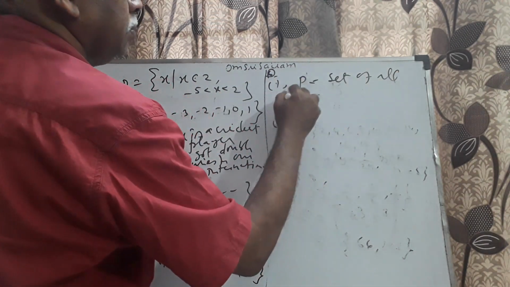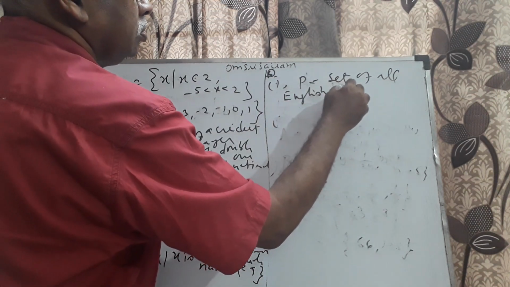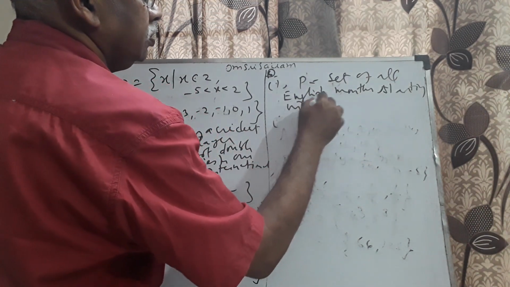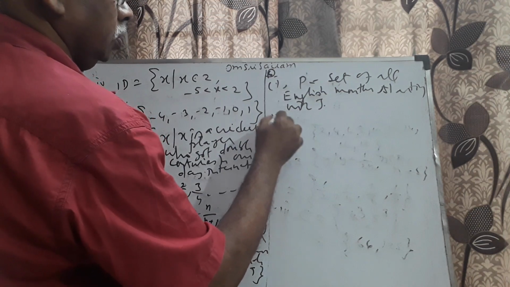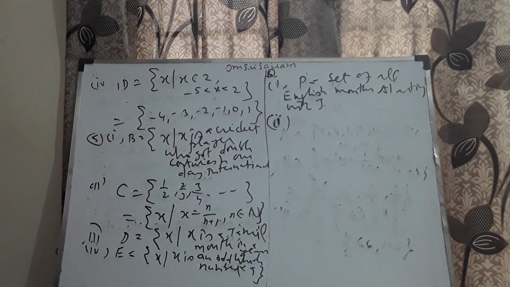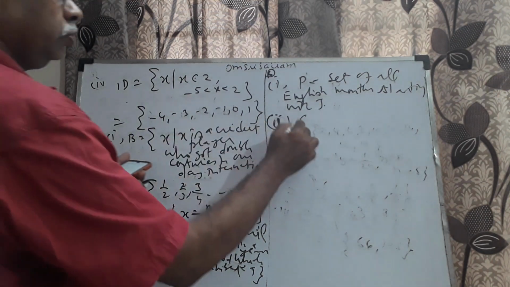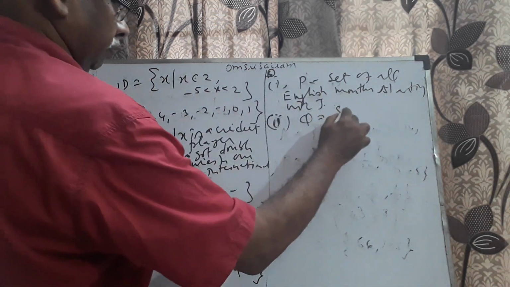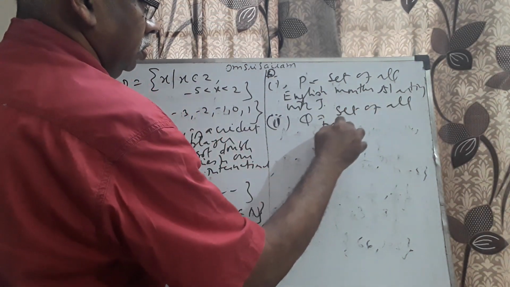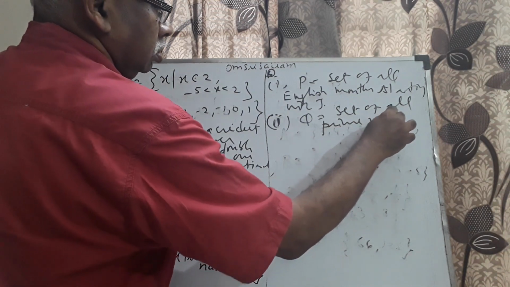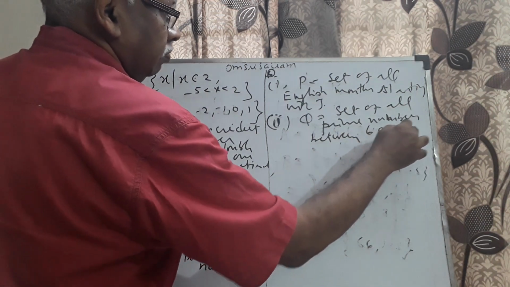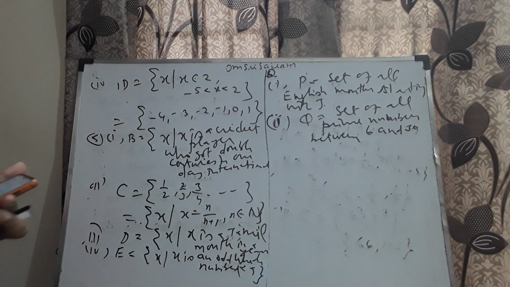Set of all English months starting with J. January, June, July. Then Q says the next one: 7, 11, 13, 17, 19, 23, 29. Those are prime numbers. How do you write? Set of all prime numbers between 6 and 30, greater than 6 and less than 30, that is the meaning.